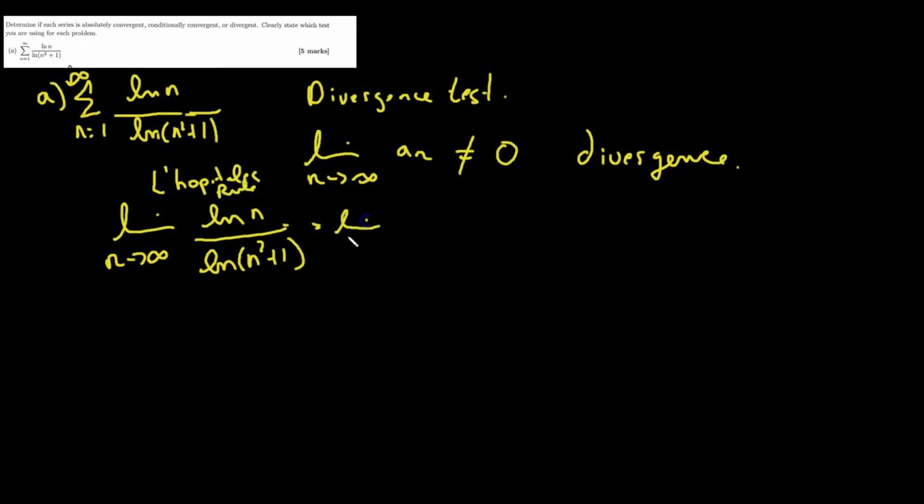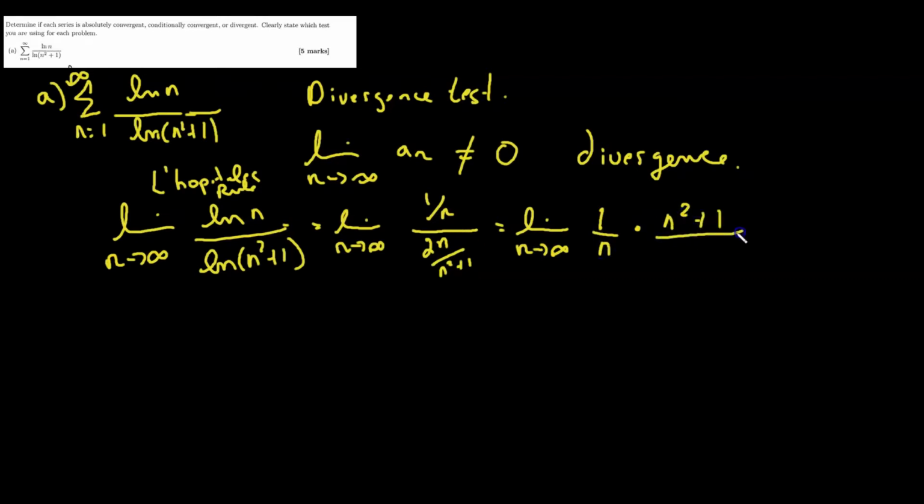So this would equal the limit as n approaches infinity. Taking the derivative of the top, you have 1 over n. Taking the derivative of the bottom, we have 2n over n squared plus 1. And this further simplifies to 1 over n multiplied by n squared plus 1 over 2n. And finally, we just multiply in that 1 over n. We get n squared plus 1 over 2n squared.